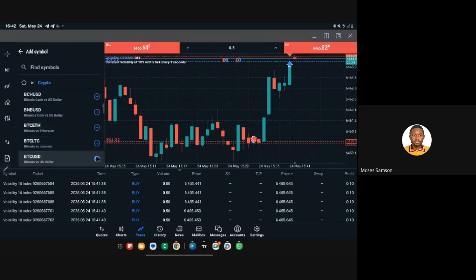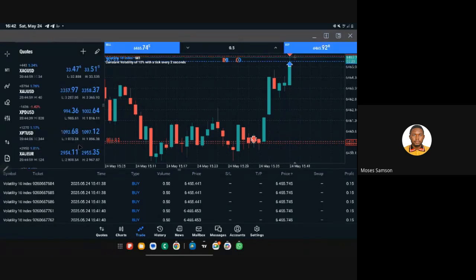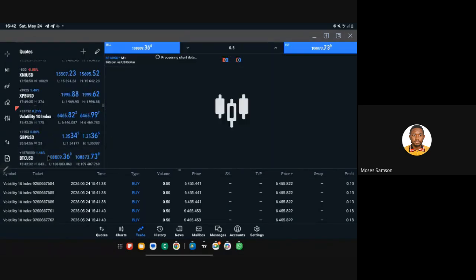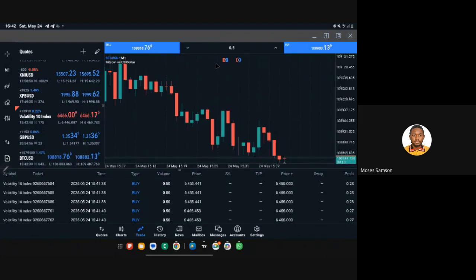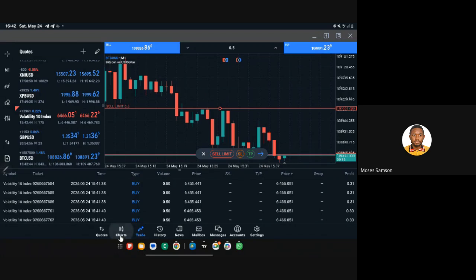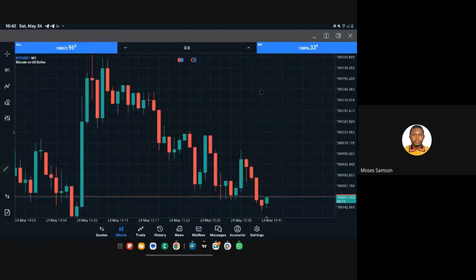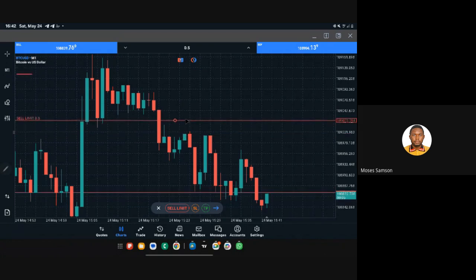BTC USD. Let's go to the chart since the BTC market is still open. Okay, so now these are the BTC charts. This second tool that I didn't dwell on is actually for opening limits. By the time you tap on this circular tool, let's say you want to sell BTC right from this point here.